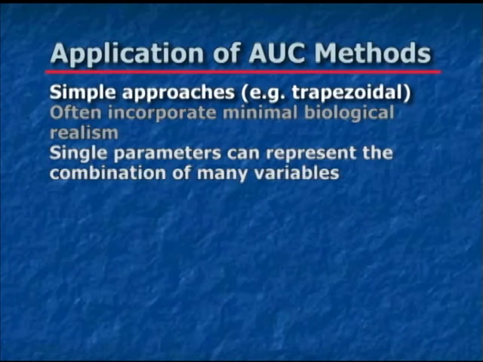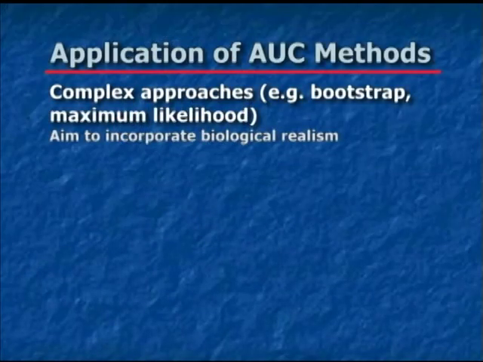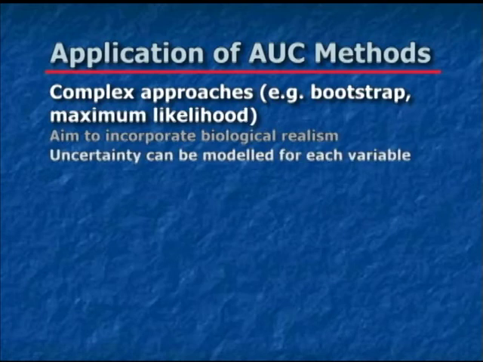These single parameters often represent a combination of multiple variables, but these systems can perform quite well when the variability in the spawner abundance varies more among years than it does due to these other smaller sources of variability, the counting efficiency and everything. So really the main driver in the abundance estimate is the number of fish days, how many fish are out there.